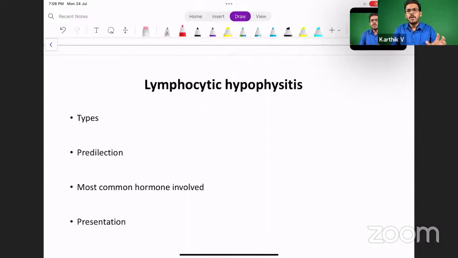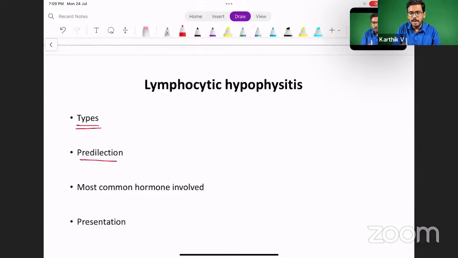Now, a few points regarding lymphocytic hypophysitis. Lymphocytic hypophysitis is further classified based on the anatomy of involvement. It can be classified into adenohypophysitis, infundibuloneurohypophysitis, and panhypophysitis. Adeno means just the anterior pituitary alone. Pan means the anterior pituitary, stalk and posterior pituitary. Infundibuloneuro means just the stalk as well as posterior pituitary involvement.